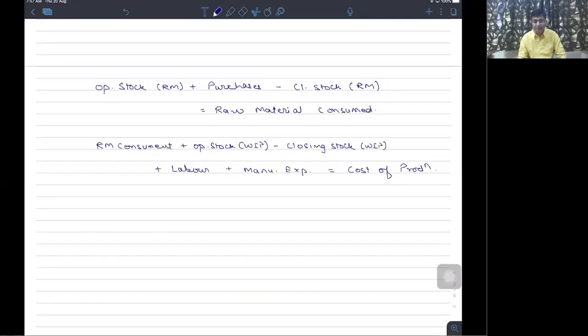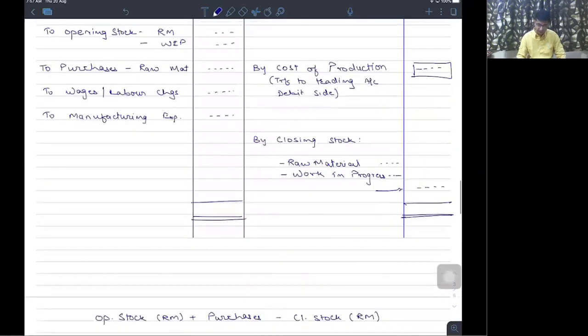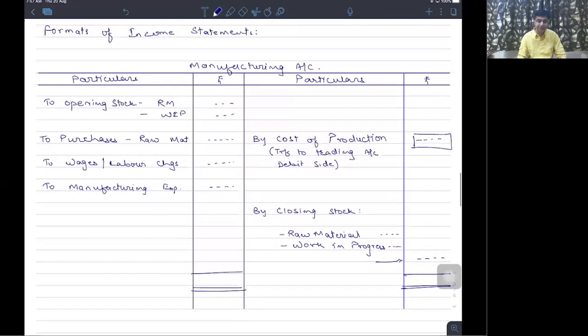All right. Now you write. ये लिख लिया क्या आपने? Manufacturing account का format, have you written it? अच्छा जिन्होंने नहीं लिखा हो लिख लो फटाफट लिखो.